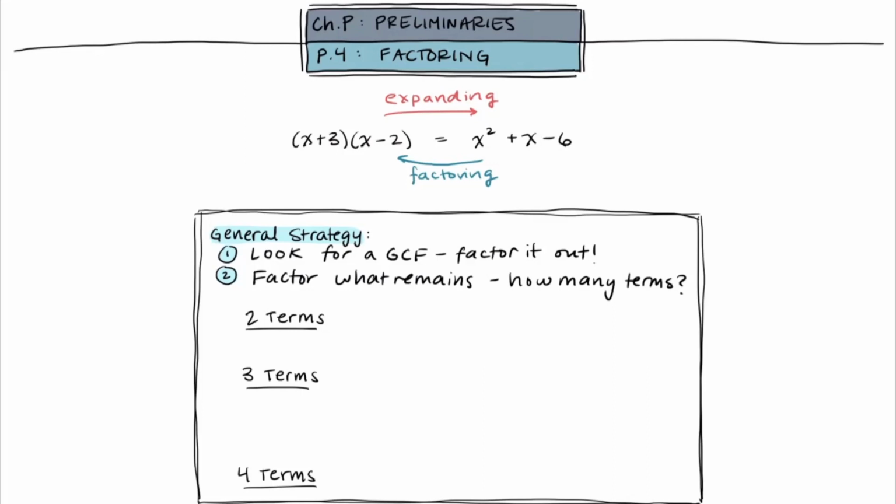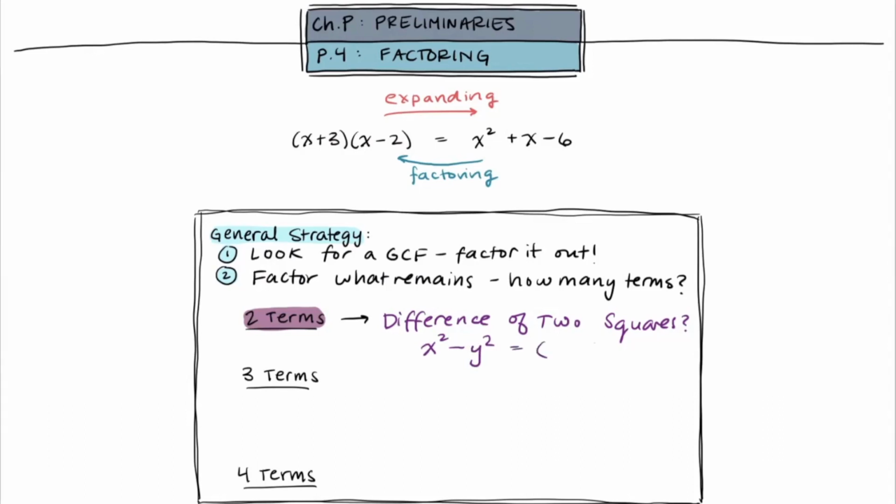So if you have something that has two terms remaining after you take out your greatest common factor, there's only one way that this is factorable, and this is if it is a difference, so minus, of two perfect squares. Something squared minus something else squared, could be variables, could be numbers, or a combination of numbers and variables.